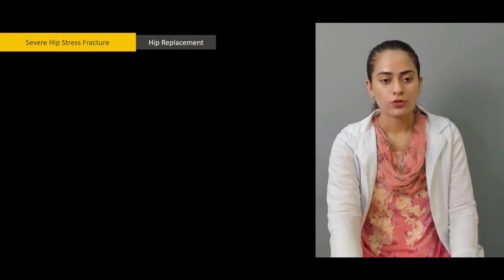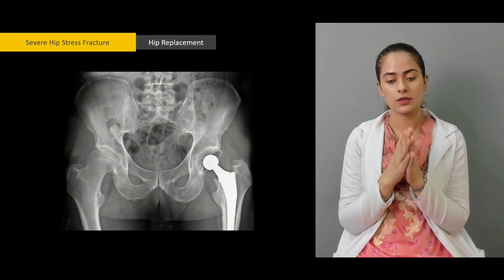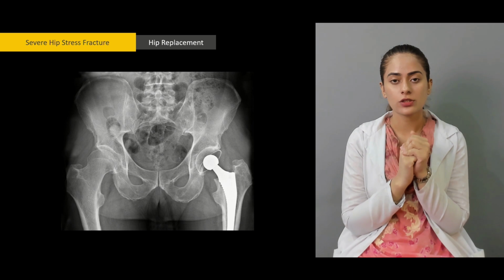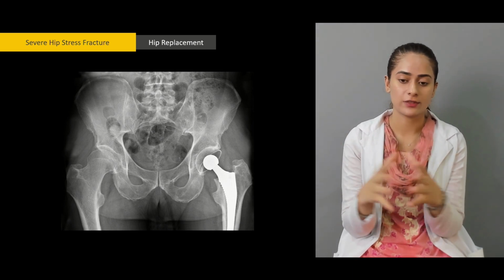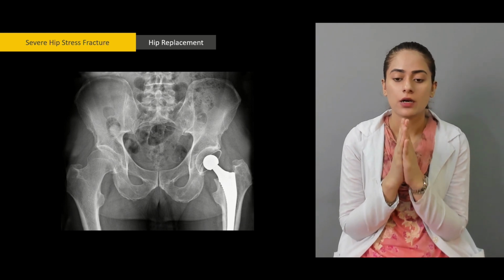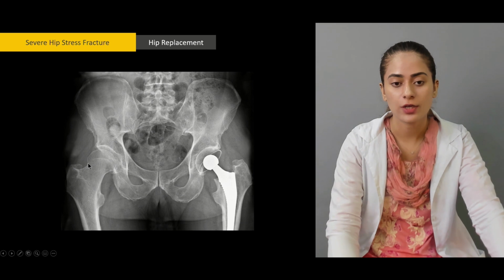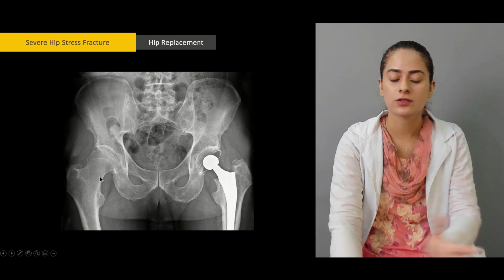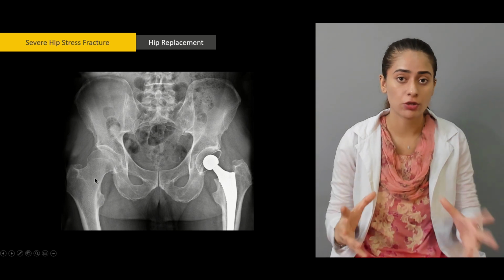So now we're going to talk about some severe hip stress fractures. So let's see how they appear. Actually, in hip stress fractures, this is the repair that's visible here. So actually, let's imagine it here. If there was a severe hip fracture, which is not really picked up by an X-ray, but it can be, there will be increased sclerosis.